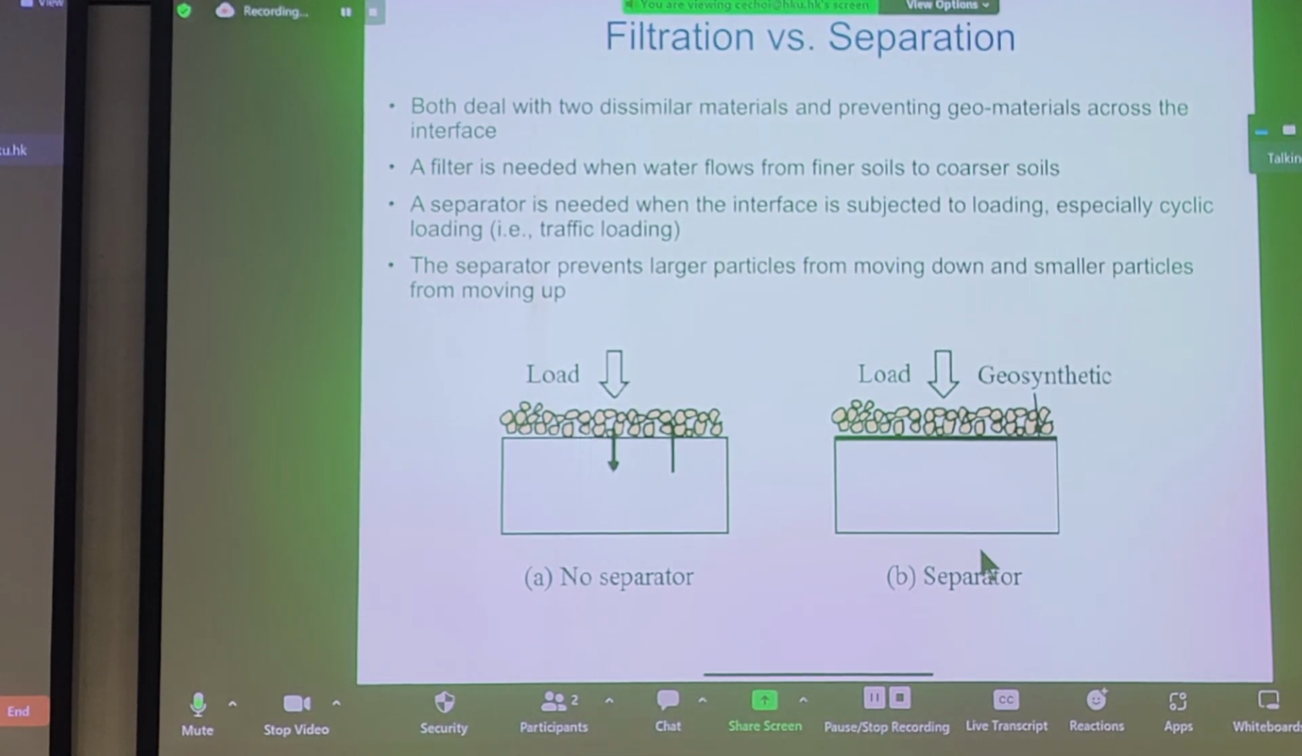So at the bottom here, what happens if you have cyclic loading? Well, you'll get these large particles moving across, up and down. If you have a nice geosynthetic, then you can maintain a coarse grained soil on the top and a fine grained soil on the bottom.